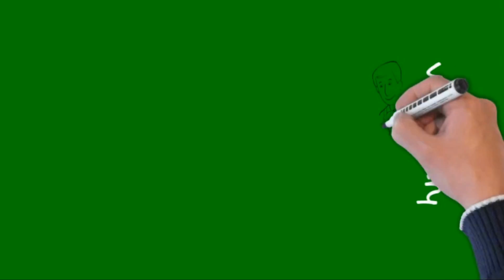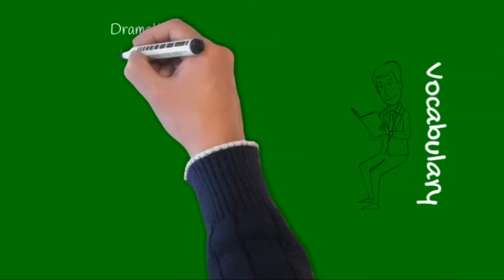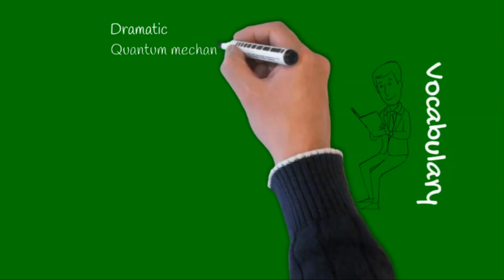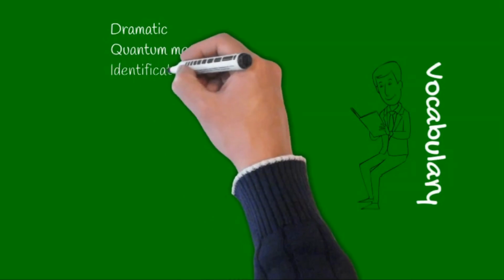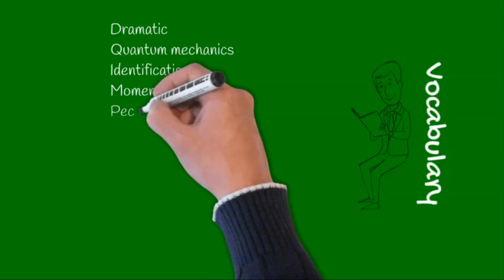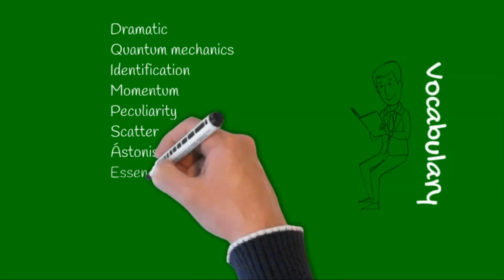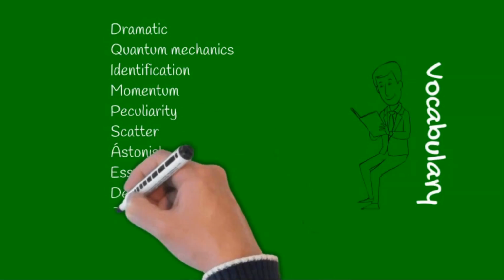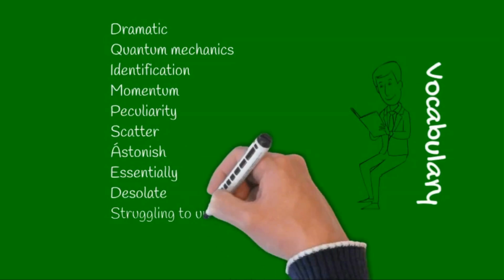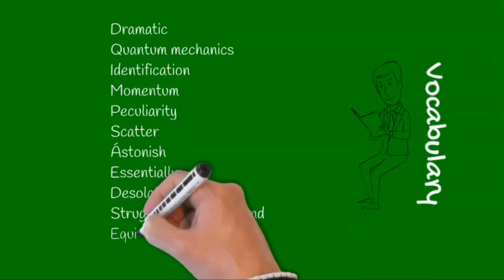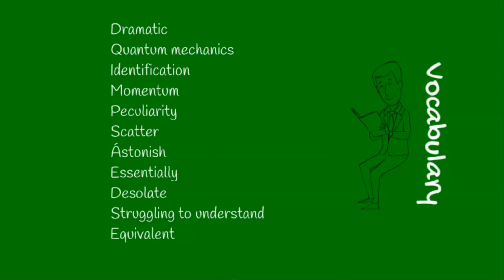Moving on to the vocabulary section. Dramatic, drama. Quantum mechanics. Identification, identify, the verb. Momentum. Peculiarity, peculiar. Scatter.